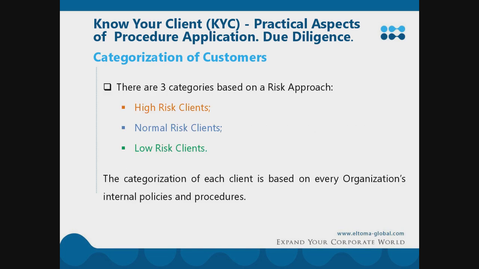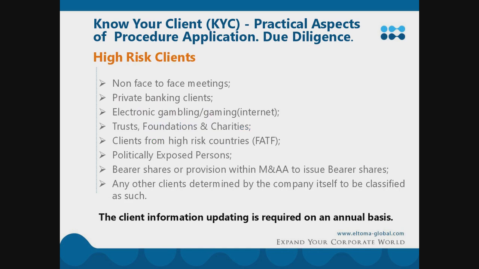Under the law, there are three categories of clients. First, it's high-risk clients, then normal risk clients, and low risk clients. Again, the categorization of each client is based on every organization's internal policies and procedures. And now we will talk about these three categories more closely.